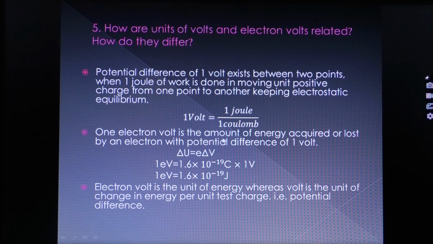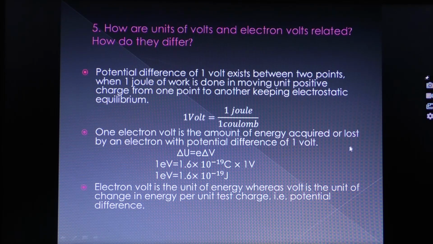1 electron volt is the amount of energy acquired or lost by an electron with potential difference of 1 volt. So delta U is equal to Q into delta V, because here we are talking about an electron. So we put Q is equal to E. So when we put it here, what comes? This relates electron volt and joule.